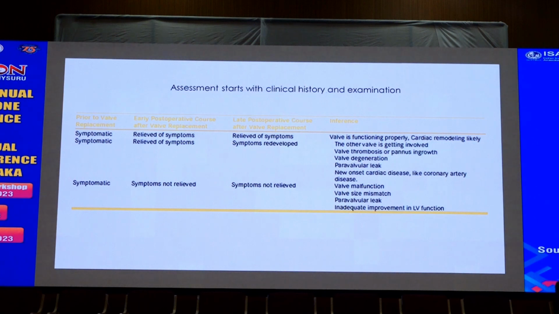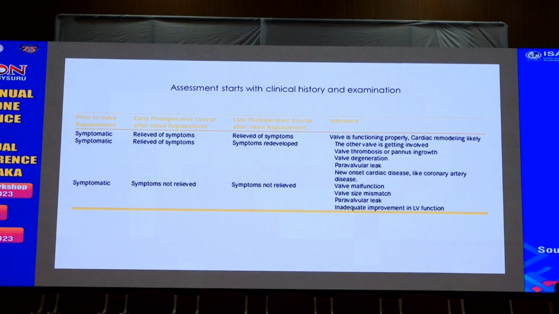So we may encounter three different subsets of patients when we encounter a patient with a prosthetic heart valve. For example, the first kind of patient is symptomatic initially. They get operated, the symptoms get relieved, and then they are symptom free for some time. That means the valve is functioning properly, cardiac remodeling is likely, and we are on the good prognosis side.